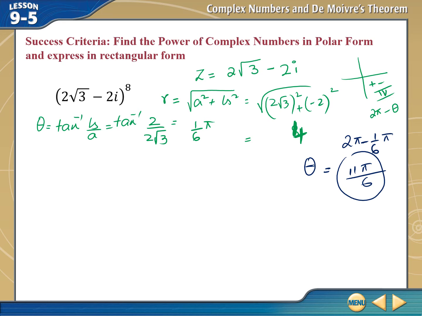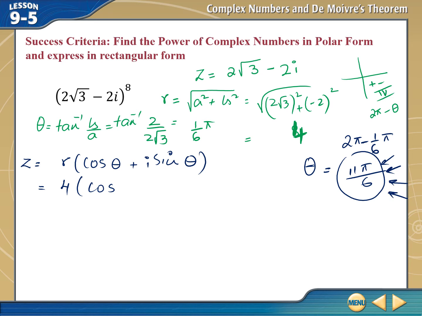Now convert this into the polar form. So it means z equals r cosine theta plus iota sine theta. Now replace our r: our r is 4 cosine, and our theta, don't take this theta 1 over 6 pi. You have to take the final theta which is lying in the fourth quadrant, that is 11 pi over 6, plus iota sine 11 pi over 6.